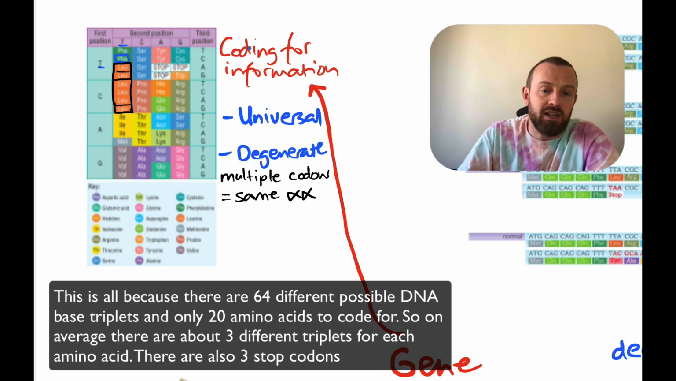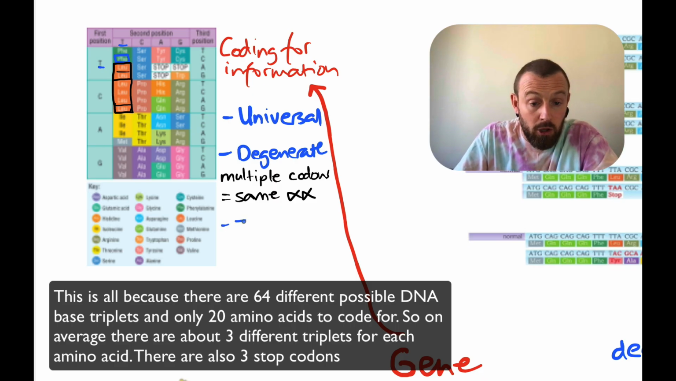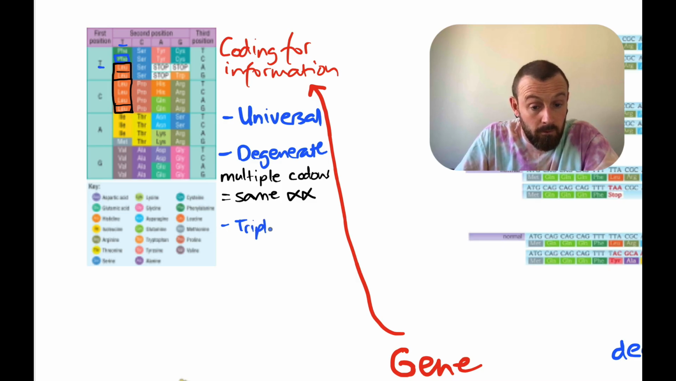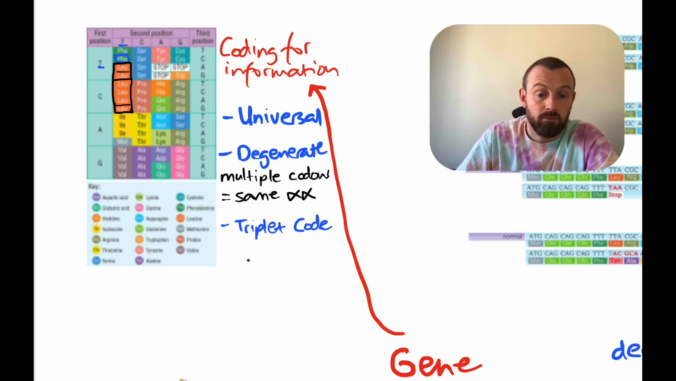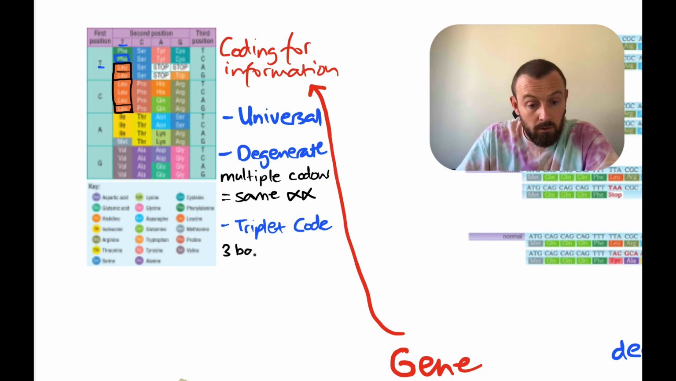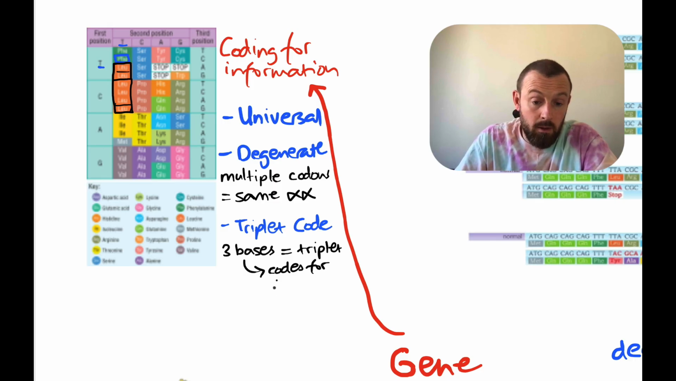And then the last thing we should say about the code is it is a triplet code. So that means 3 bases is called a triplet and codes for the presence of 1 amino acid in a polypeptide.